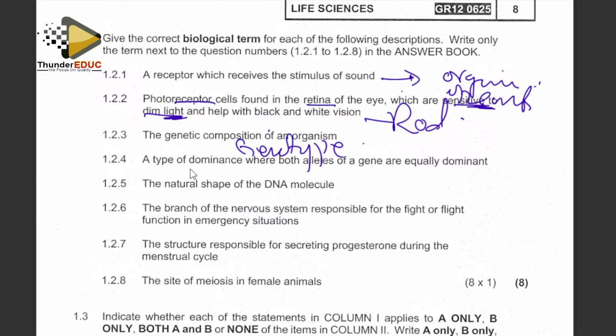It was tricky. The type of dominance where both alleles of the gene are equally dominant. Neither of the two alleles is completely dominant over the other. That is incomplete dominance. But they are saying they are equally dominant, meaning that they are both expressed in the phenotype of an organism. Therefore, it becomes co-dominance. They're saying the shape of DNA is double helix. There is no other word you're supposed to put here. It's double helix. That's it.